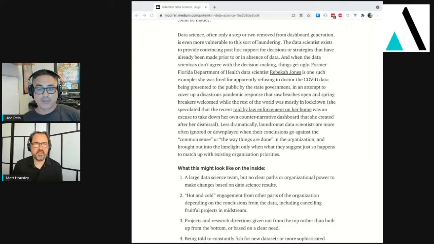And they cite a particular example in Florida that I think is probably still in everyone's collective memory if they're paying attention to that story. I don't think anyone remembers COVID. I'm just kidding. Yeah, that's right.